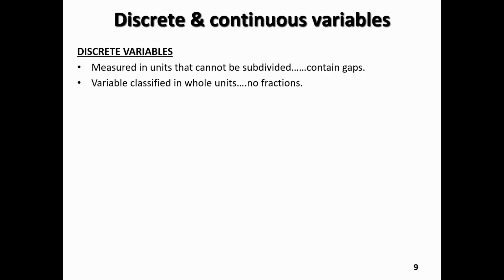To understand quantitative data is to understand the difference between discrete and continuous variables. So the discrete variable is one where the units cannot be subdivided. And in a sense, there are very clear gaps that separate different values on a particular variable. And in this case, there are no fractions between the units that can be used to quantify some variable. So the variable is classified in whole units.